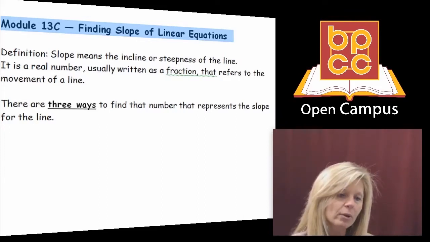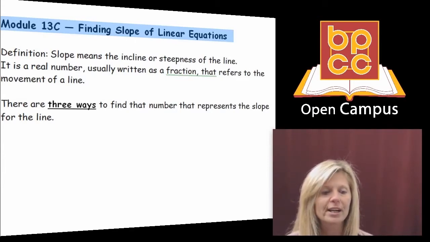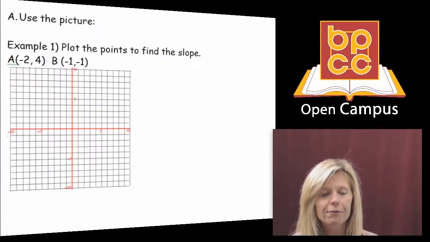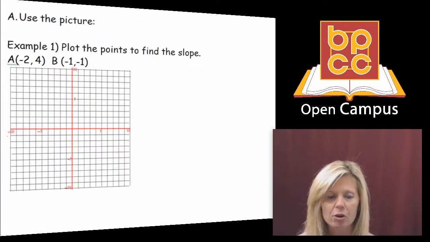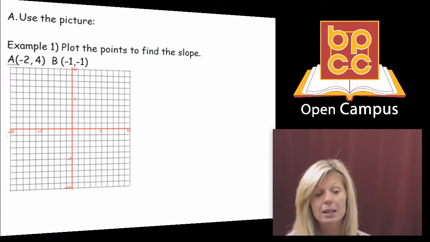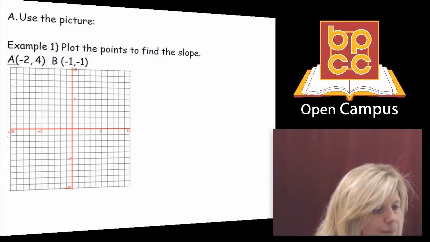Now, what you may not realize is there's 3 different ways to find this number for slope. And that's what we're going to go over today, the 3 different ways to find the slope value. The first way in your notes says use the picture. And I'm a firm believer everything we do on paper can be done by looking at a picture. So let's go up to the whiteboard and take a look at this.